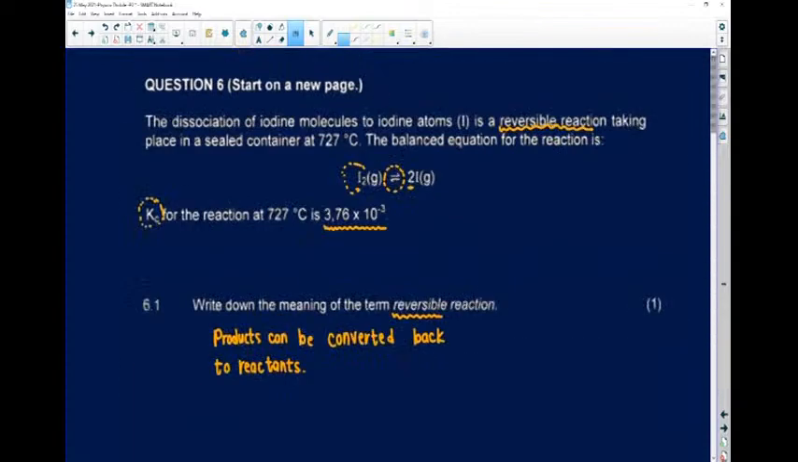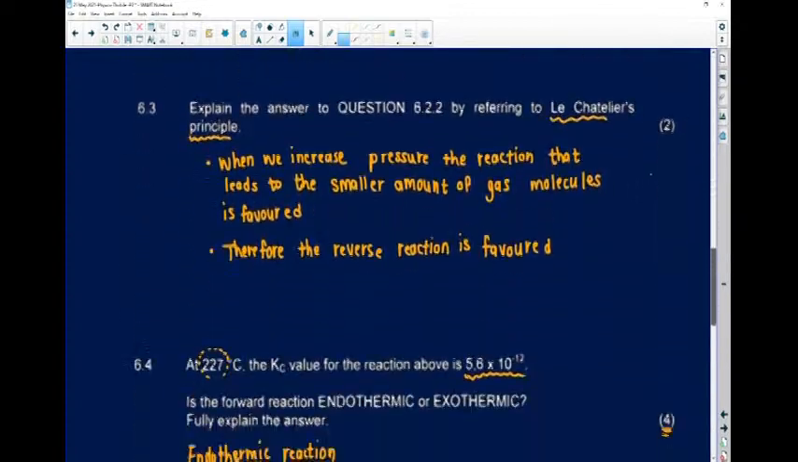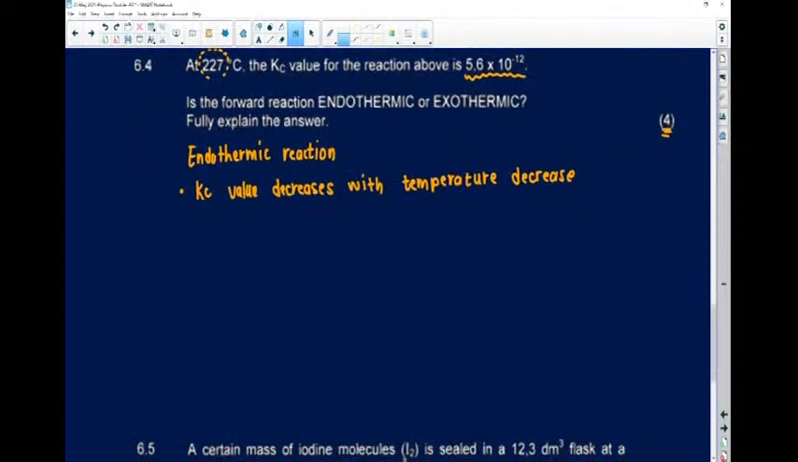Initially, my temperature was 727. So I can see that the temperature decreased. A decrease in temperature will decrease the Kc value. And what else happens? We then favor the reverse reaction. The reverse reaction is favored.